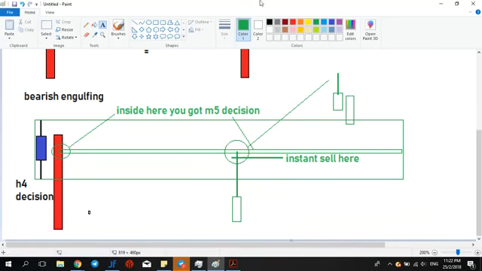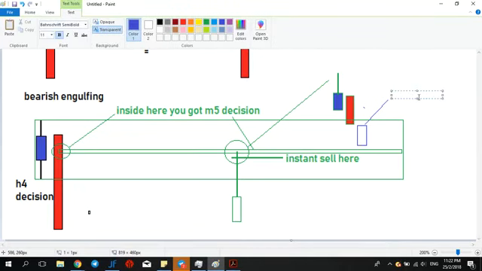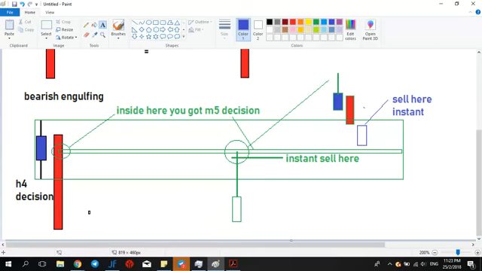But Zeliko's style, I think he waits for another bearish engulfing before he enters an instant trade. Got a double confirmation. So Zeliko most likely will sell here, after the confirmation. So there is a drop like that, sell here.